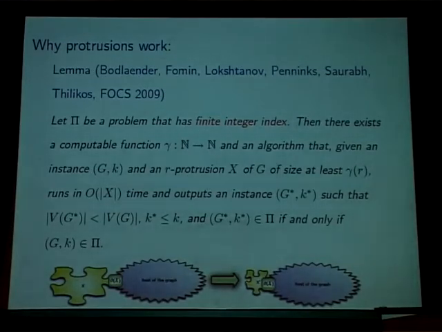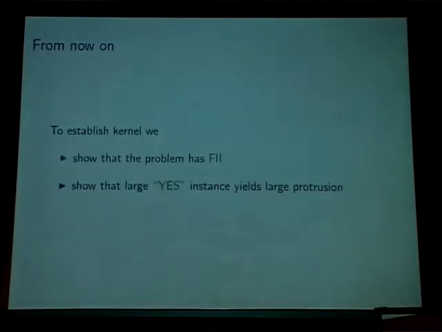So what we are doing in the remaining part of the talk: if I have a problem and I want to prove that it has a polynomial or a linear kernel, first of course I have to show that the problem has a finite integer index. And the second thing which I have to establish is that a large yes instance of the problem has a protrusion.